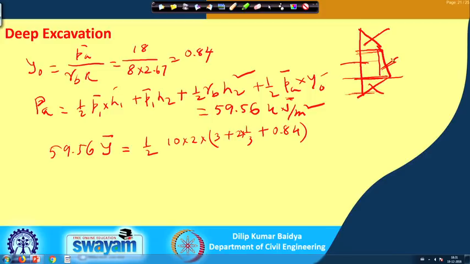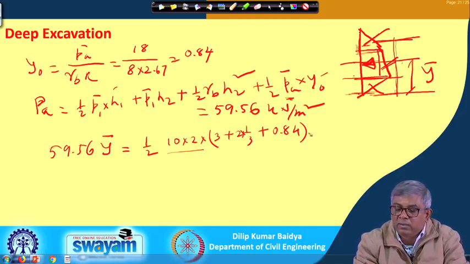From here to the point of application, I will try to find this one. I have considered only this first part, okay. So, see this is 2 meter, the point of application will be 1/3 of 2. So that is 1/3 of 2, then 3, then 0.84. So, that means the distance of this force from here we have got. And then y bar is nothing but your point of application from here, okay. We are considering all forces' distances from here. This is the reference.